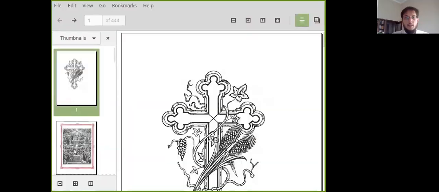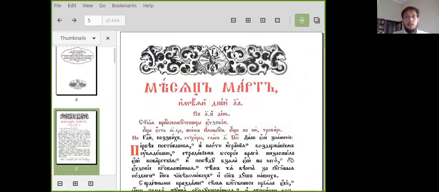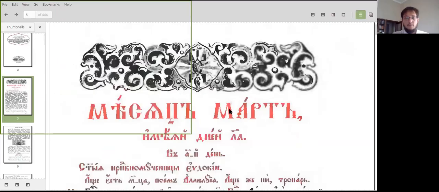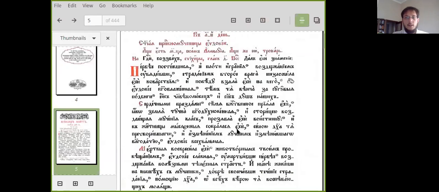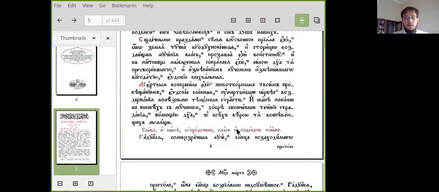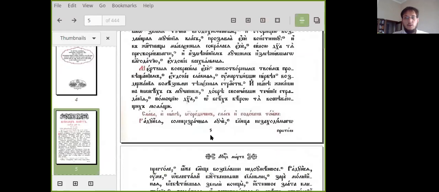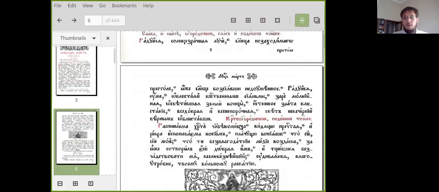This is the brown Menaion also for March. And here we have the 3 stichira, and then it has glory, now, Theotokion or the Staro-Theotokion. So same thing.